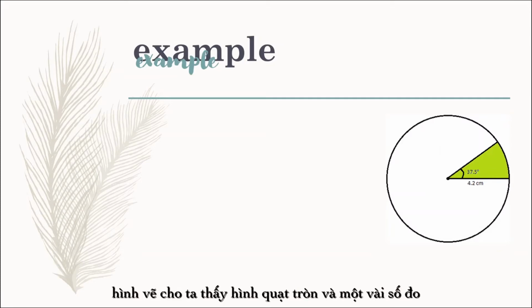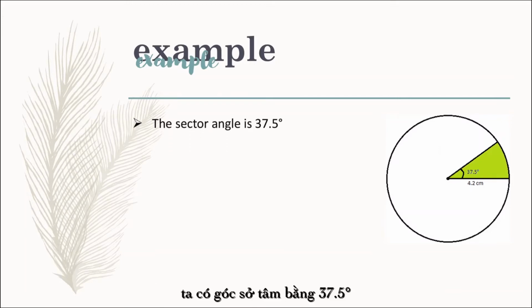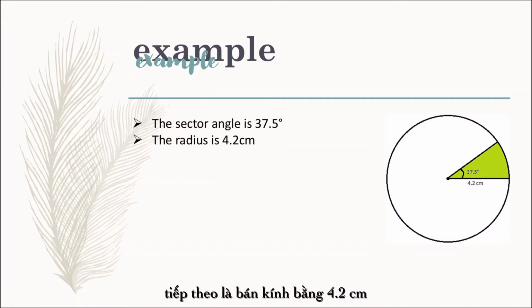It shows a sector and some measurements. So by looking at this diagram, what do we see? Well, we can see that the sector angle is 37.5 degrees and the radius is 4.2 centimeters.